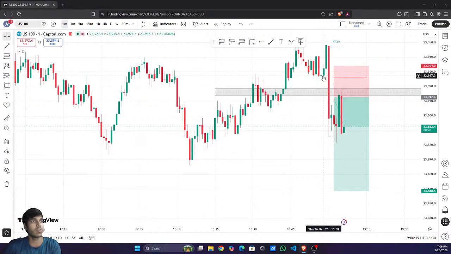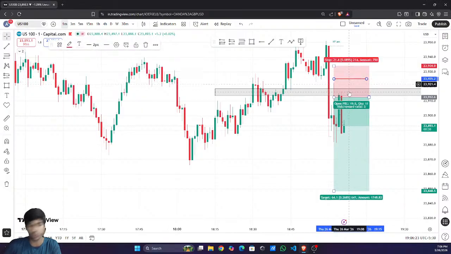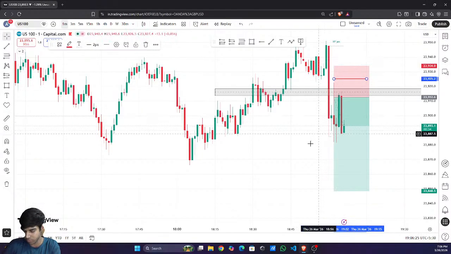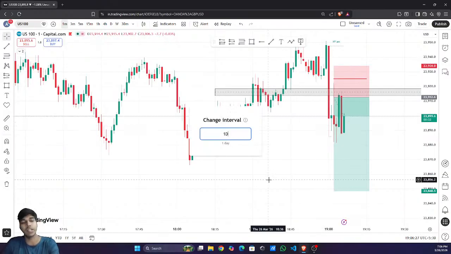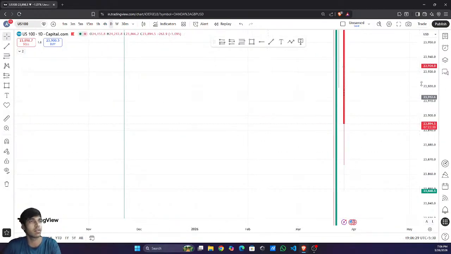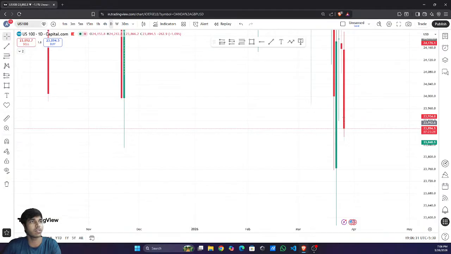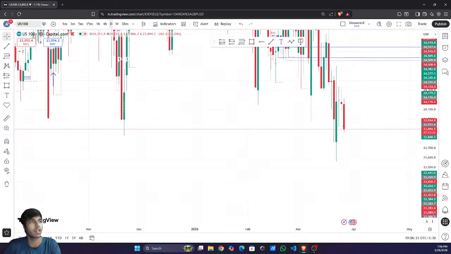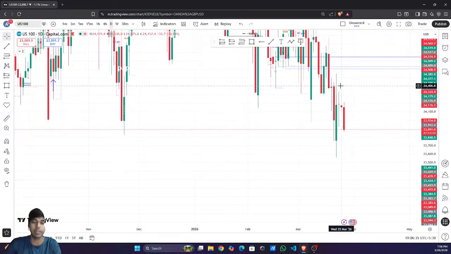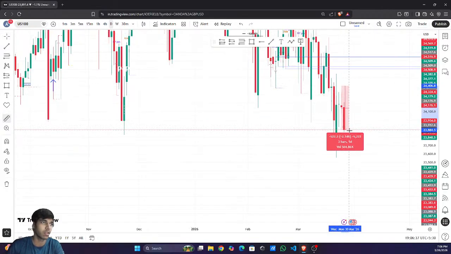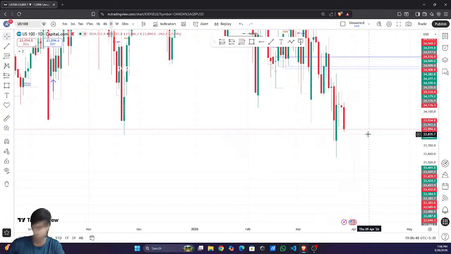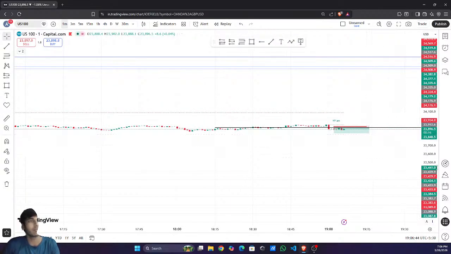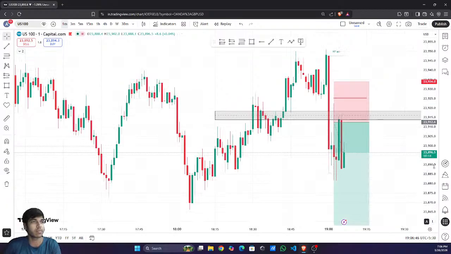I still don't think it will continue because it has already fallen 1%. Let's check daily. Last time, okay, this was a big candle. It fell 2%. So yeah, we can hold the trade. It's in our favor, so why not?